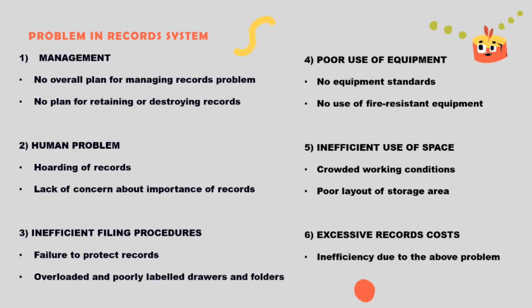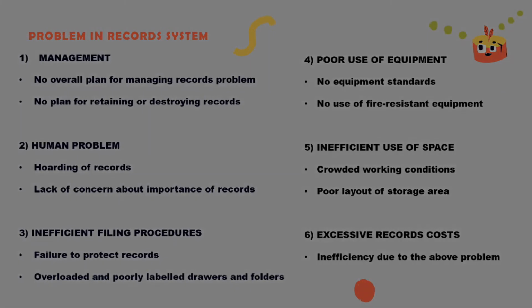Number 4, poor use of equipment. No equipment standards. No use of fire-resistant equipment. Number 5, inefficient use of space. Crowded working conditions. Poor layout of storage area. And lastly, number 6, excessive records cost. Inefficiency due to the above problems.